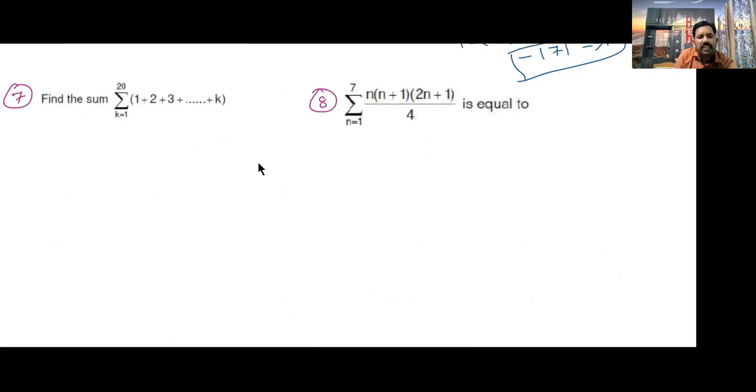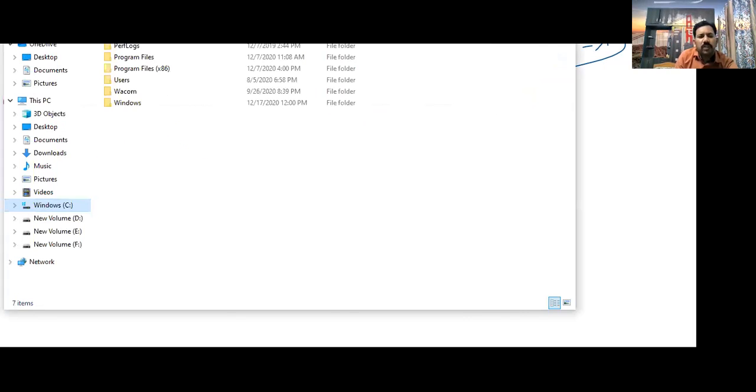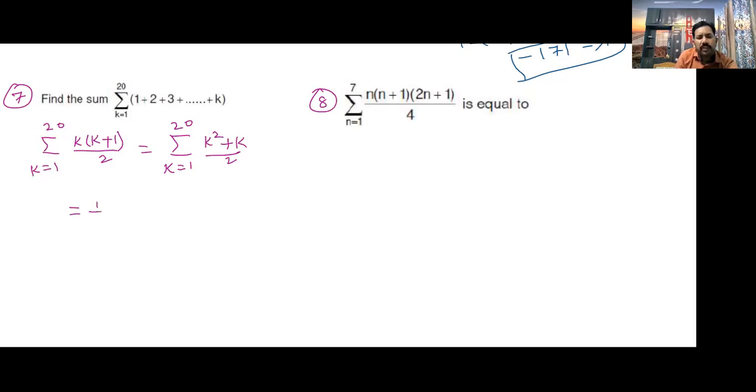Find the sum, sigma k is equal to 1 to 20, k natural numbers. What is the formula? k into k plus 1 by 2. So sigma k equals 1 to 20, multiply here: (k square plus k) by 2, with 2 taken outside. Sigma k square, what is the formula? Sigma n square is n into n plus 1 into 2n plus 1 by 6. But the n value here is 20.